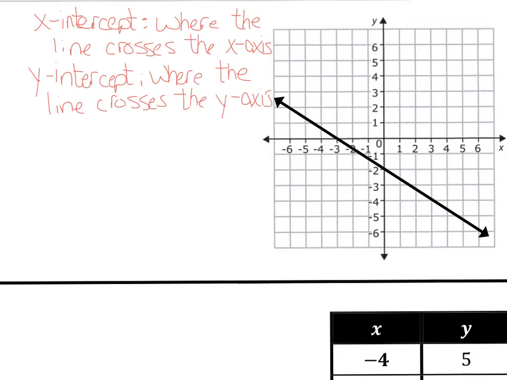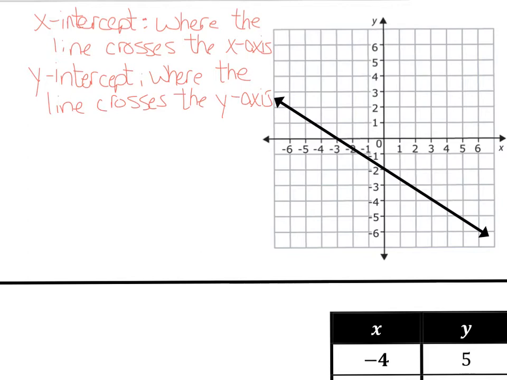Okay, so this is the same idea as an interception in football. The line is the football. It's going its own way, it's minding its own business, and the y-axis comes and cuts it off. Cuts off the path of that line. That's the y-intercept. The line's minding its own business, and the x-axis cuts off the path of that line. That's where the line crosses the x-axis, where the line crosses the y-axis. So the x-intercept and the y-intercept are points.